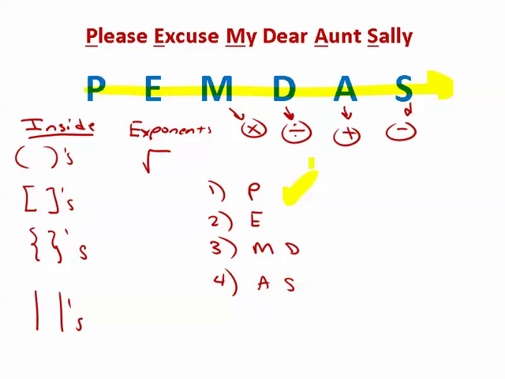So this is how you're supposed to work things out. Work inside the parentheses first. That's the most important thing. What's next? Next are the exponents and the roots. The third most important thing is multiplication and division.